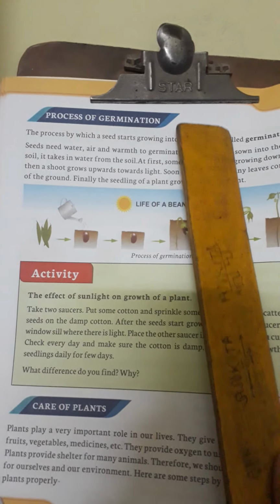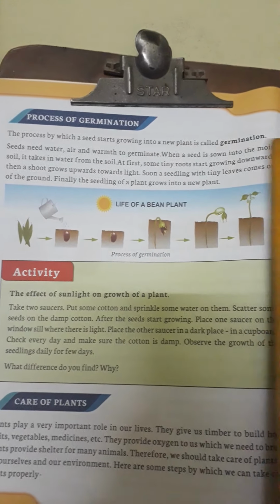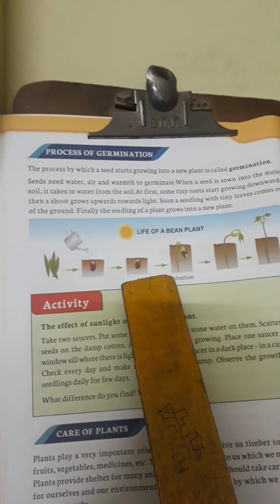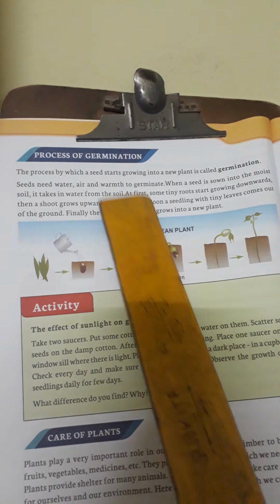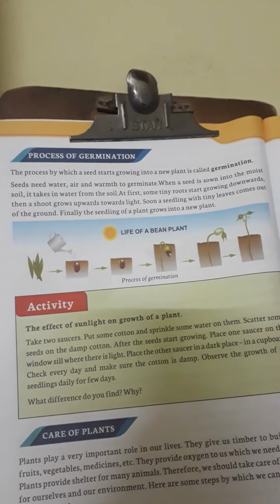Next is the process of germination. The process by which a seed starts growing into a new plant, we call it germination. You can see here the process. The total process is over here. Seeds need water, air and warmth to germinate. These three things are the minimum requirement.